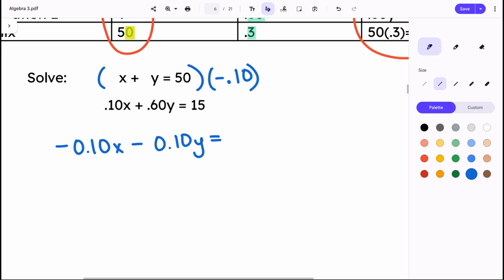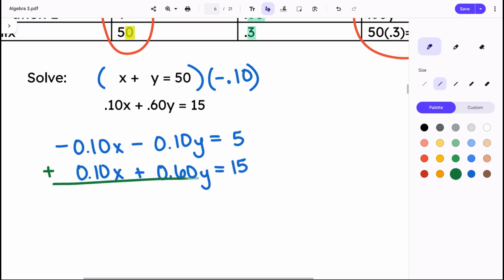Or you could think of it, what's 10% of 50? 0.5. Close. Not 0.5, just 5. Okay, so just 5 there. And the second equation is going to stay as is, so I'm just going to copy that down. If I add these equations together, my x's eliminate. What do I have left for my y's?